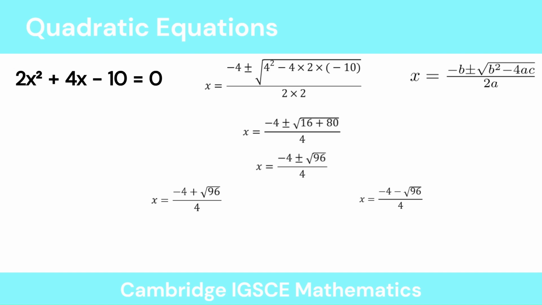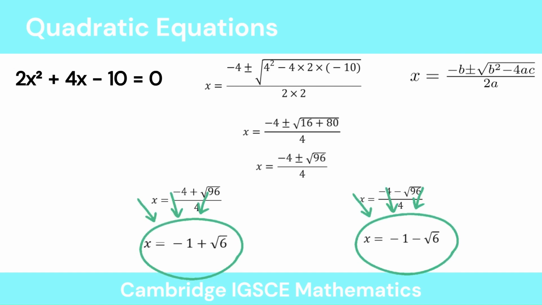So to get the first solution, we must put in -4 plus the square root of 96 divided by 4 in our calculator, which gives us x equals -1 plus the square root of 6. And for our second solution, we'll have to put -4 minus the square root of 96 divided by 4 into our calculator, which gives us x equals -1 minus the square root of 6. So these are our two solutions and our final correct answers.